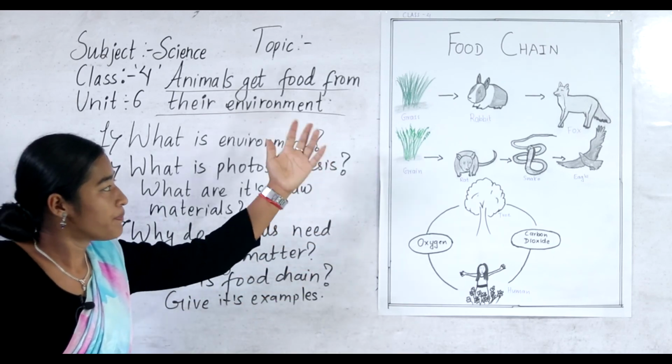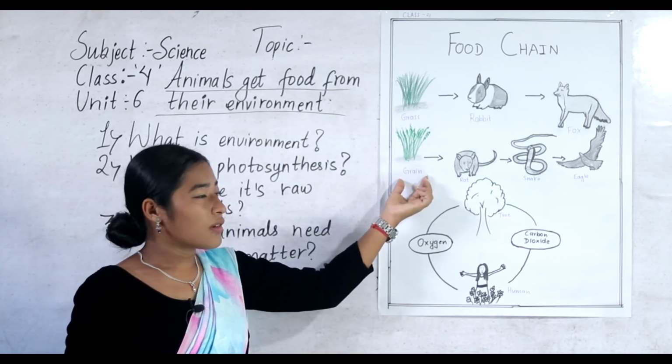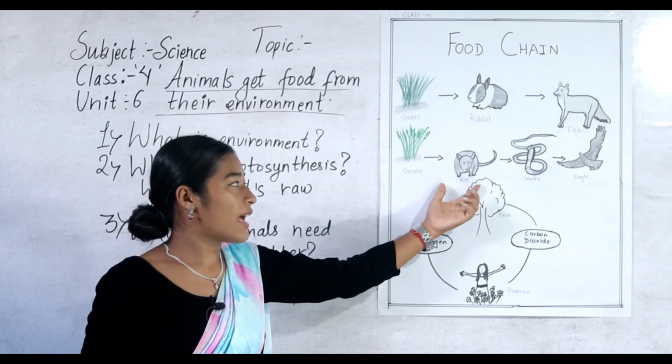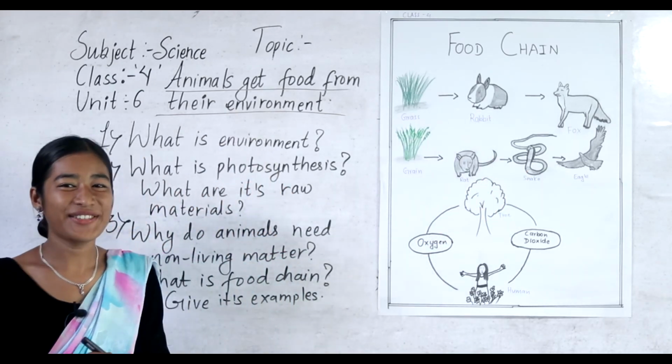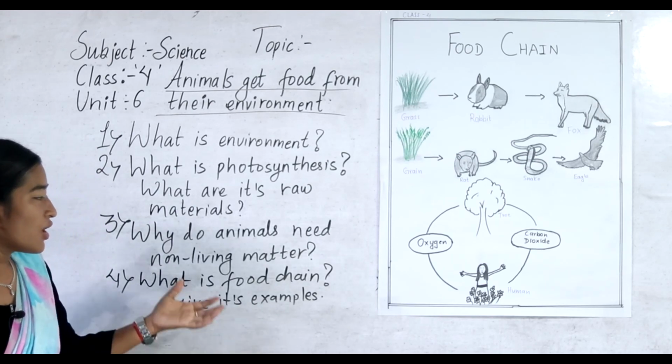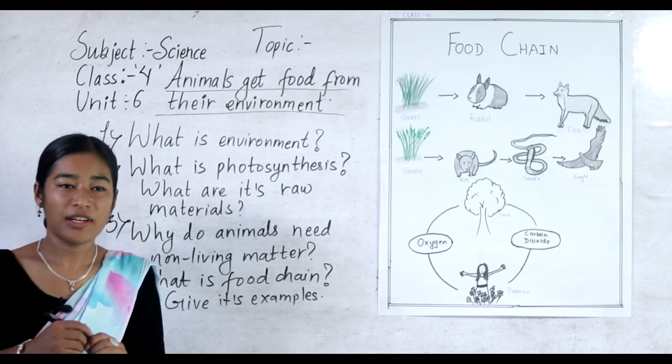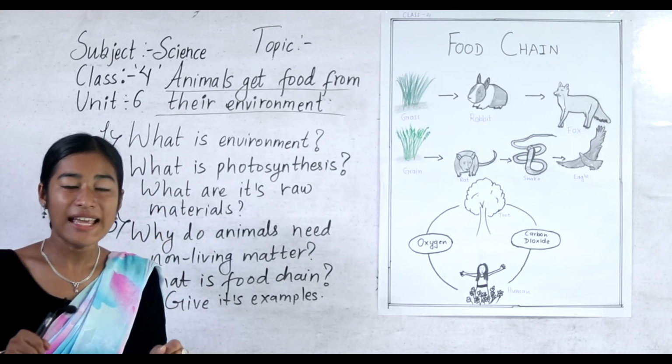So the example is, grain. Grain is eaten by rat, rat is eaten by snake, and snake is eaten by eagle. So this is the example of the food chain. You will write it very easily, very nicely also.